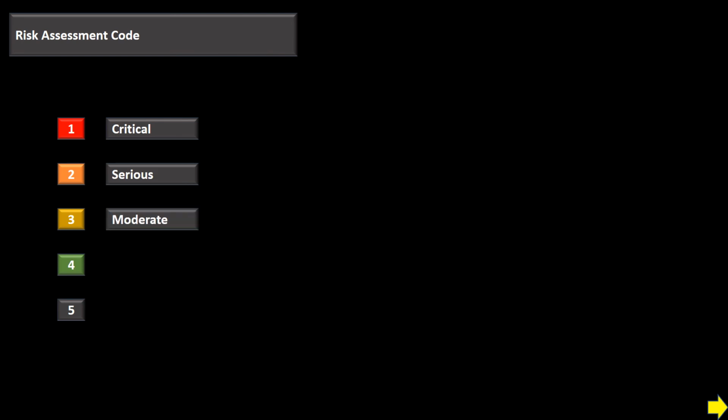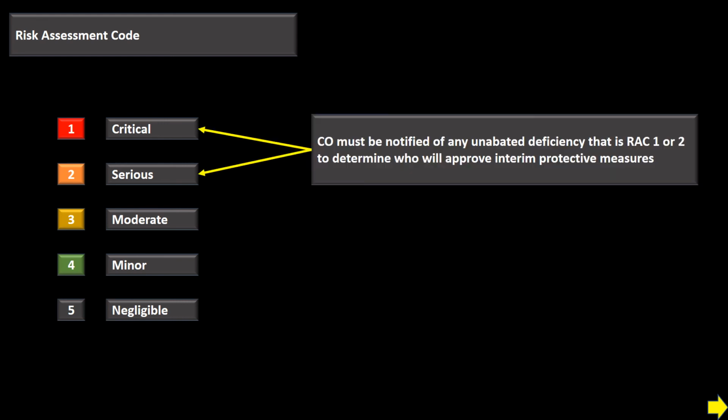All right, so just to review those risk assessment codes real quick. We said 1 is critical, 2 is serious, 3 is moderate, 4 is minor, and 5 is negligible. For RAC level 1 or 2, the CO's got to be notified, okay? And the CO is going to approve some sort of interim protective measures, or determine somebody to approve them, something in the meantime until we can get this hazard that we've identified into a lower RAC or get it controlled completely.